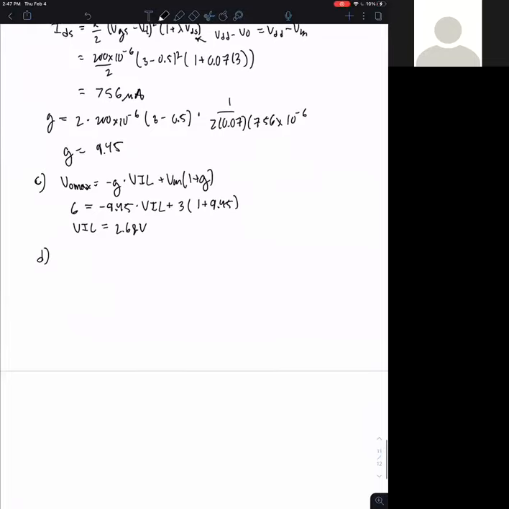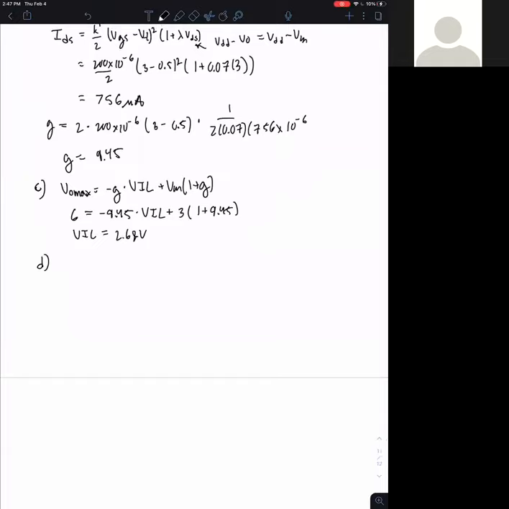And likewise, the next part is finding VIH. We're going to be using pretty much the same equation except substituting VO min for VO max and VIH for VIL. So let's go ahead and do that. And then VIH turns out to be around 3.32 volts.